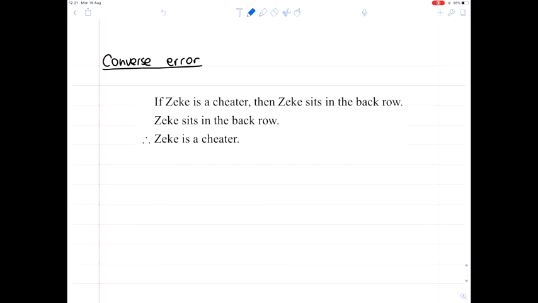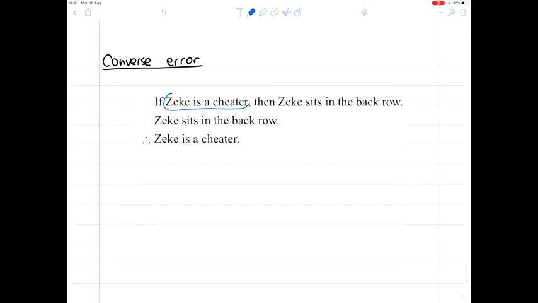But now we look at two kinds of errors, converse and inverse errors, which look very similar to modus ponens or modus tollens. So here we have a converse error. Let's have a look. If Zeke is a cheater, then Zeke sits in the back row. Zeke sits in the back row, therefore Zeke is a cheater. So let's analyze this and see what's happening.